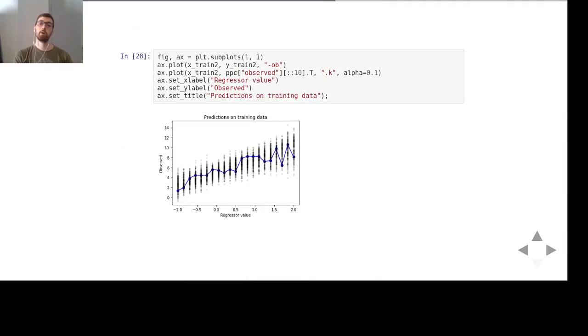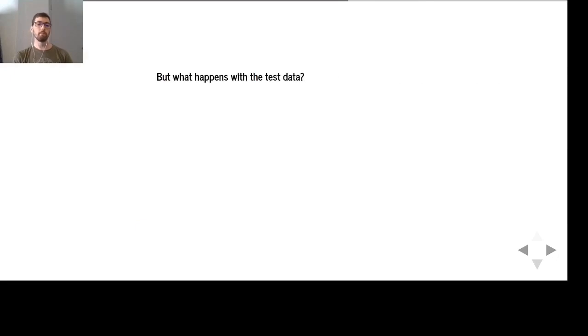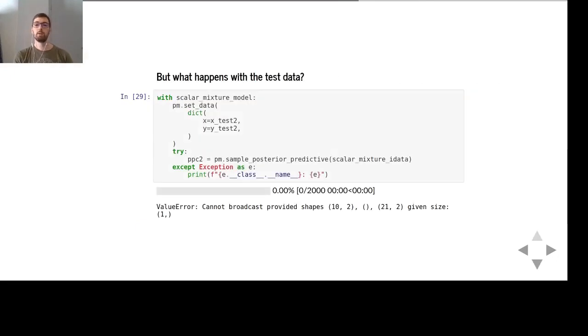And we can plot our predictions on the training dataset, and everything works fine. But what happens now with the test data? With the test data, once we try to do the sample, we again see something that informs us that we can't broadcast something that has shape 10 against something that has shape 21. So 10,2 against 21,2. So again, something that has to do with a mismatch between what was defined at build time based on the training data set with something that was changed by set data for our runtime.